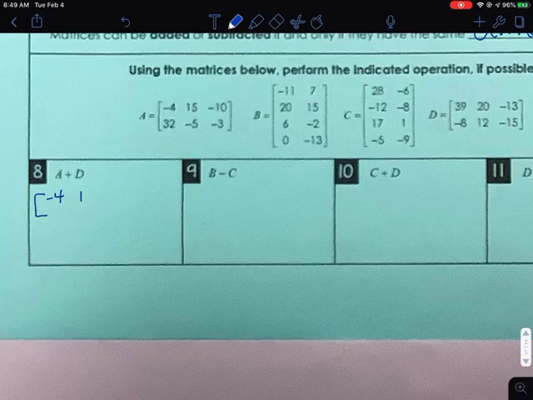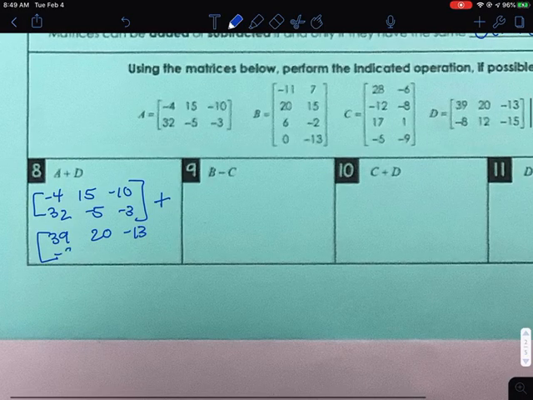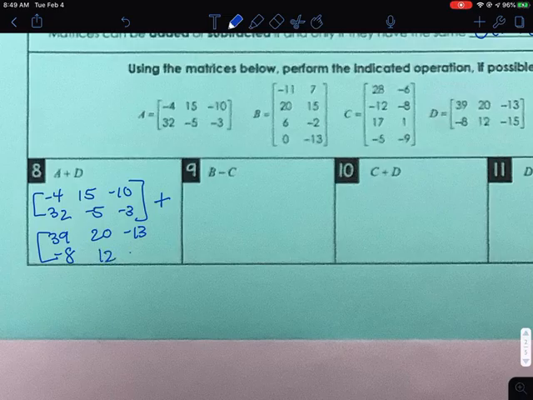A is -4, 15, and -10. The second row is 32, -5, -3. I want to add to that matrix D, which is 39, 20, and -13 on row 1. Row 2 is -8, 12, and -15. So your answer is going to come from adding the corresponding elements. And when I say corresponding, that means the ones in the same location will be added together.